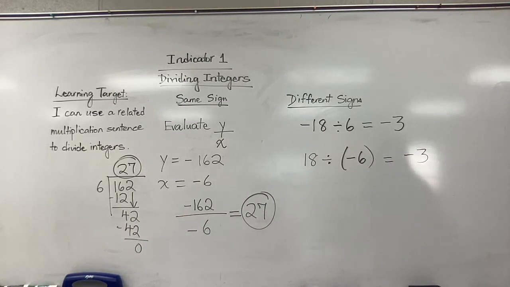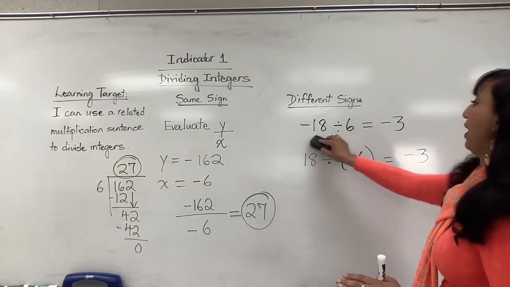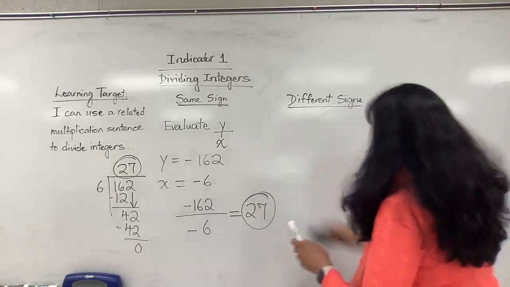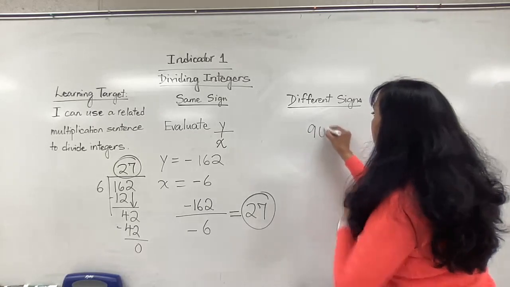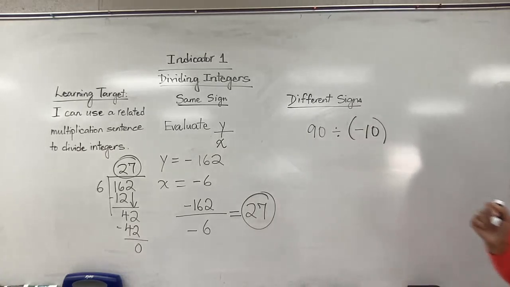Let's go ahead and do one in which I have opposite signs, so different signs. So if I give you a question where, let's say I have 90 divided, remember in different signs, first and foremost, opposite signs give me a negative quotient. So if I say 90 divided by negative 10.